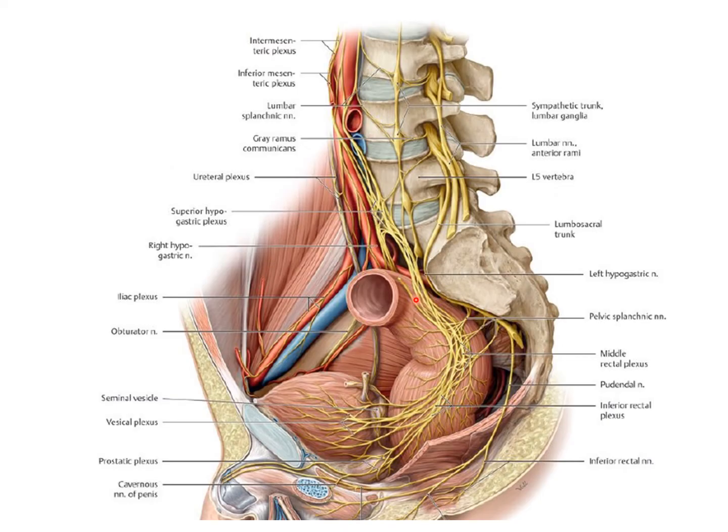So these are the two hypogastric plexuses which are going. This is the superior hypogastric plexus and these are the two inferior hypogastric plexuses which are moving on the sides of the viscera. You can see them moving on the sides of the rectum as well as the urinary bladder. So this is the male pelvis.